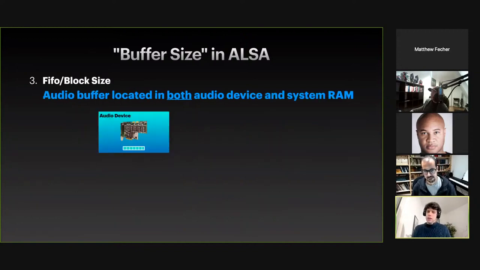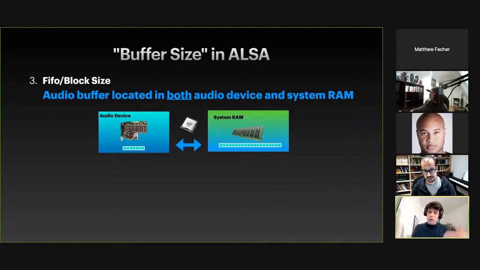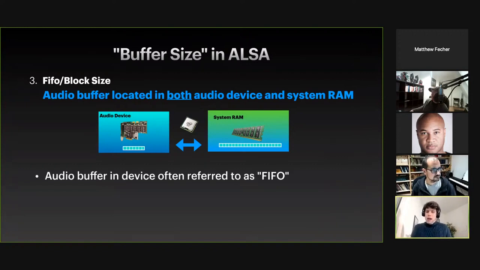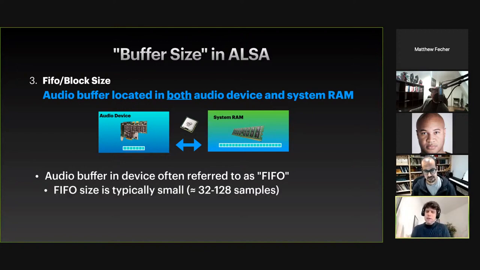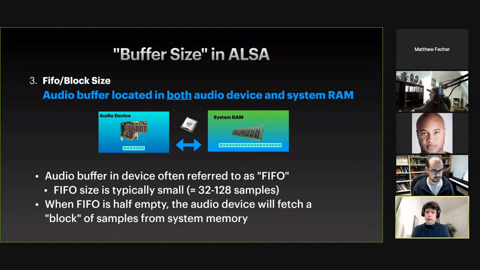So the solution is to actually have a buffer in both the audio device and in system RAM. So you have a smaller buffer in the audio device, you have a very large buffer in the system RAM, and this audio buffer in the device is often called a FIFO. I mean, they're both technically FIFOs, but if you look at literature, it's usually called the FIFO. And the FIFO is typically small because memory is expensive. It's normally like 32 to 128 samples. It depends on the sample format and the number of channels, of course. And when the FIFO is half empty, the audio device will go fetch a block of samples from system memory to fill it up again, right?